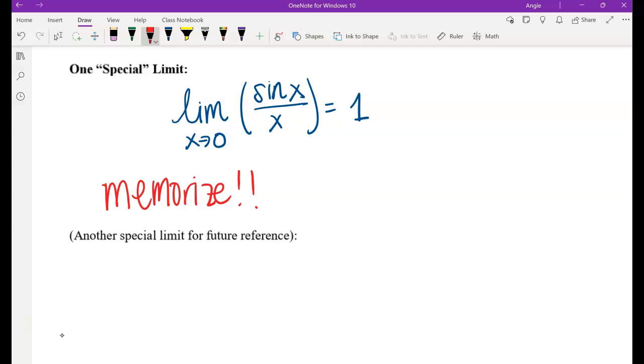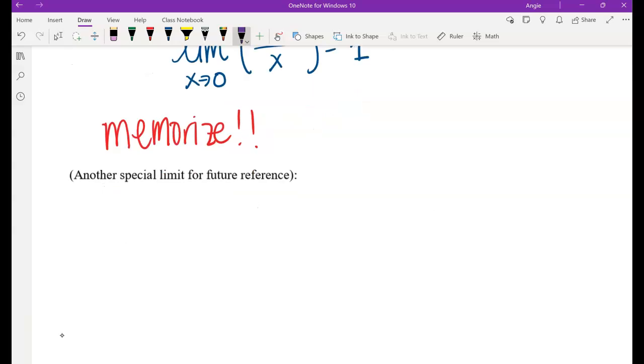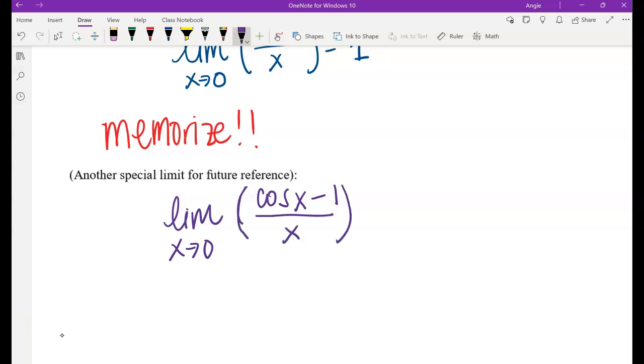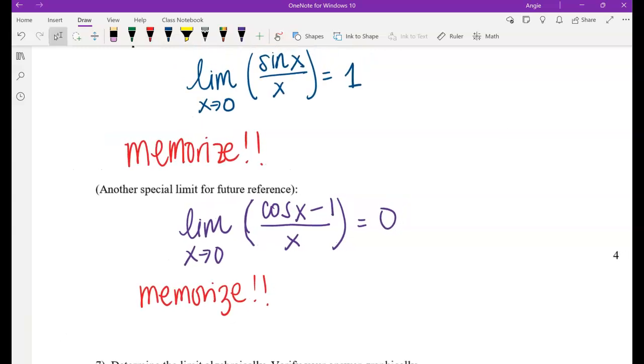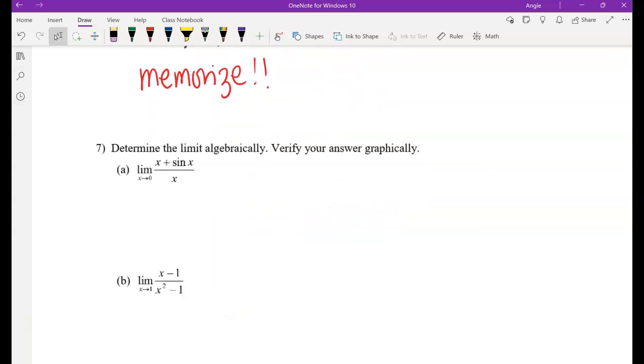Now, another one I'm going to ask you to memorize is the limit as x approaches 0 of cosine of x minus 1 divided by x equals 0. Both of these I need you guys to memorize, okay? And then later when we know enough, we will try to go back and prove it. But right now we need to use it. So memorize them, please. That leads us to example 7.